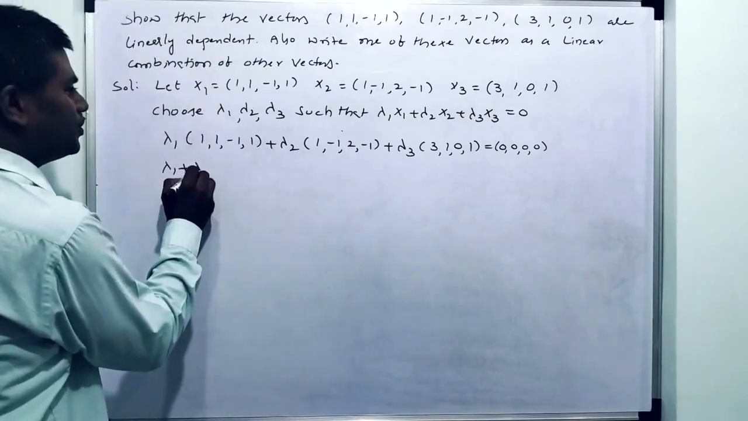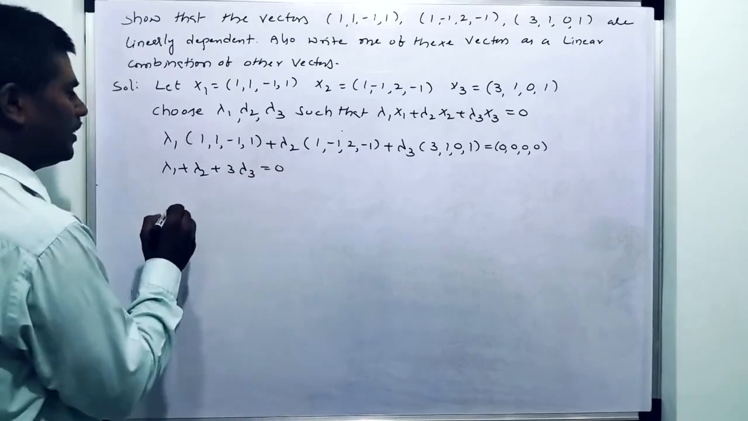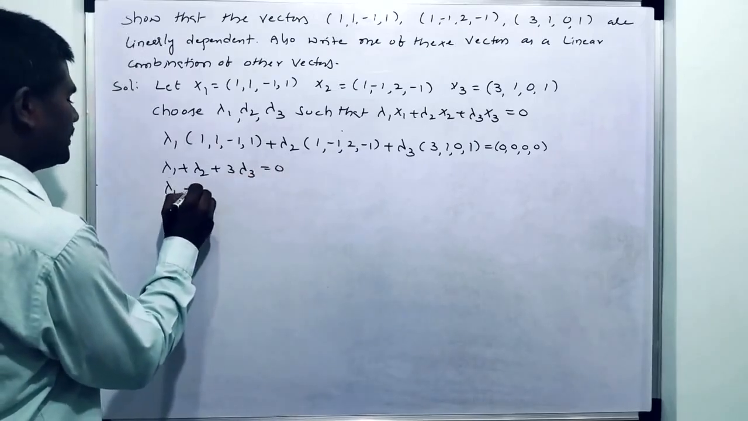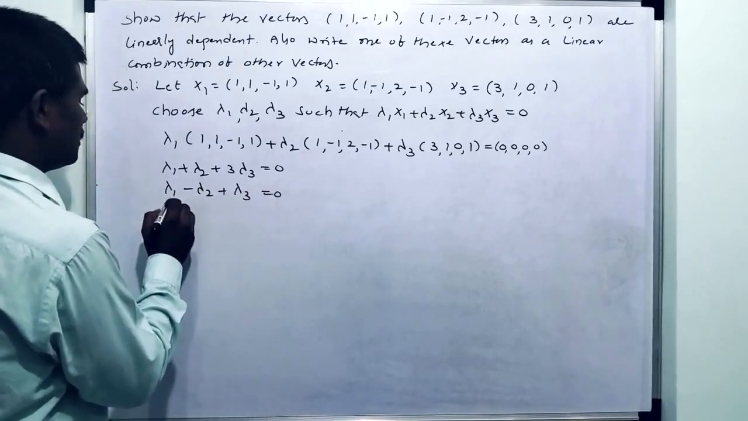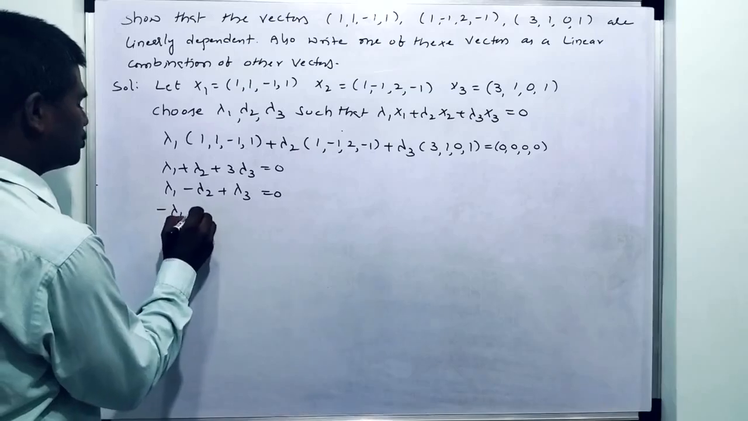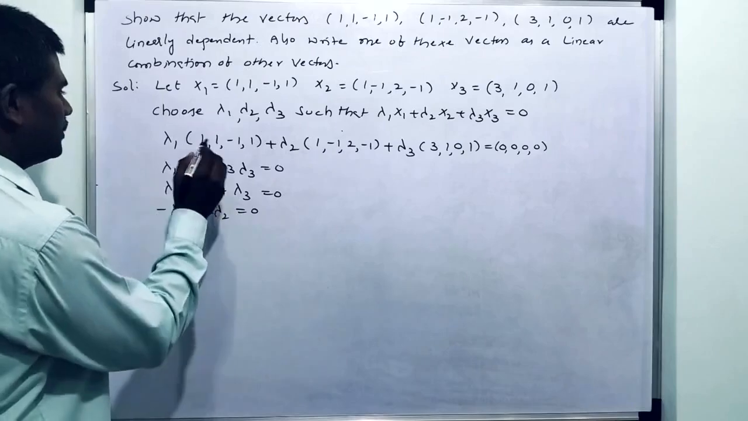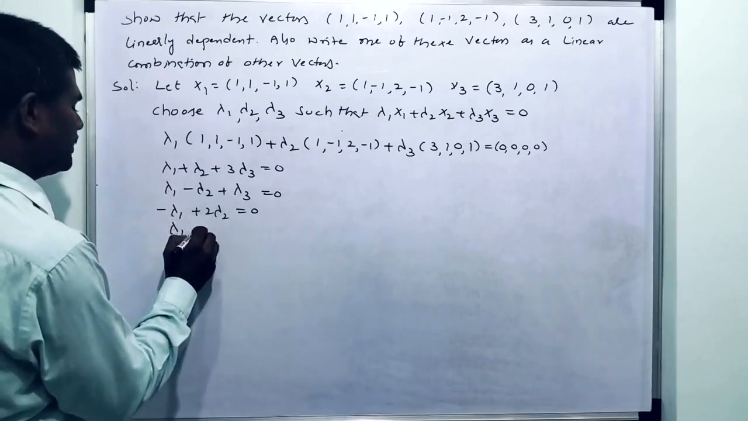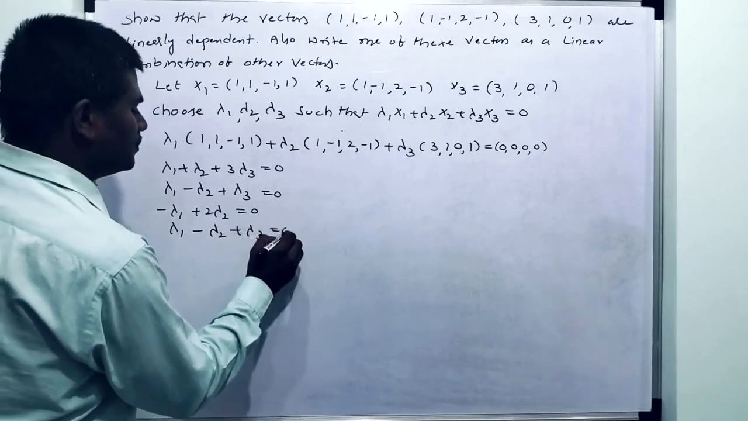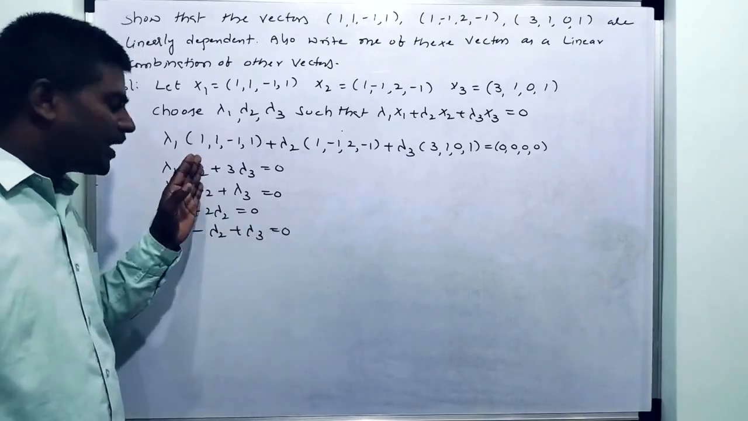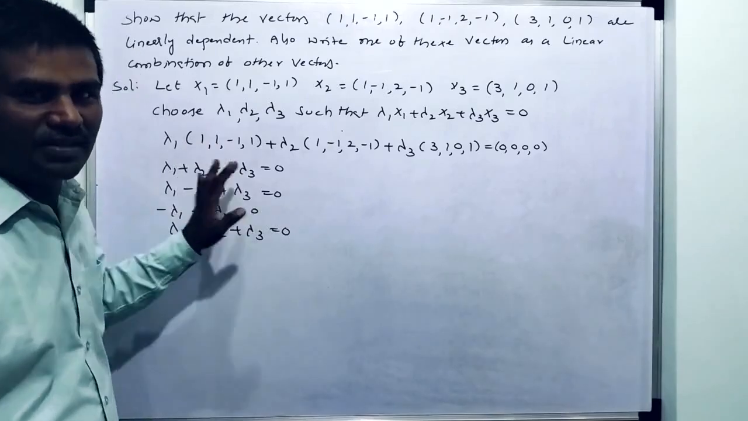λ1 plus λ2 plus 3λ3 equal to 0. And λ1 minus λ2 plus λ3 equal to 0. Minus λ1 plus 2λ2 plus 0 into λ3 is equal to 0. And λ1 minus λ2 plus λ3 equal to 0. Now you can write in matrix form this system of equations.